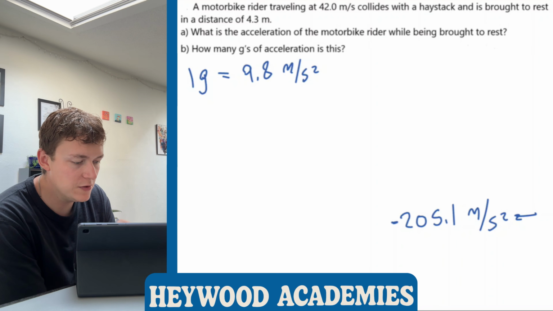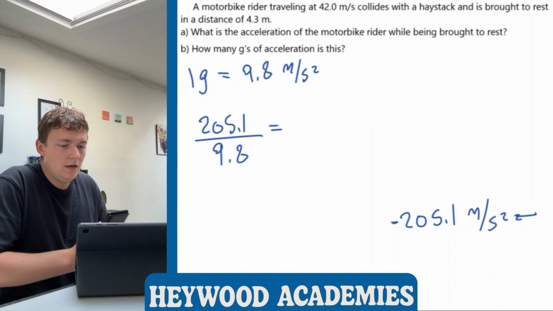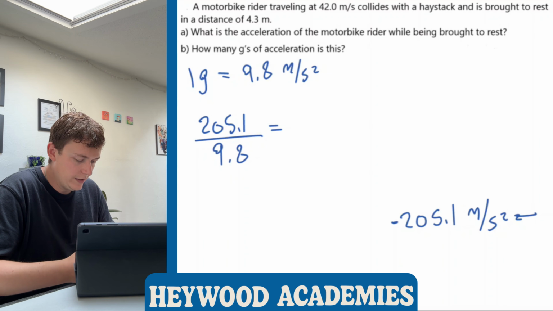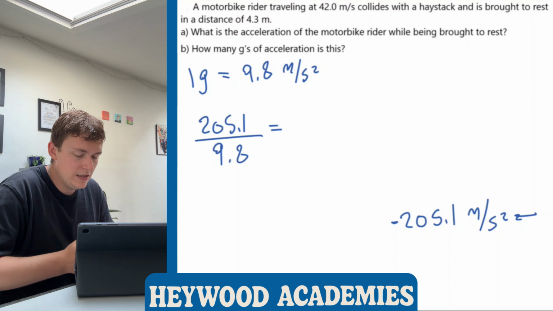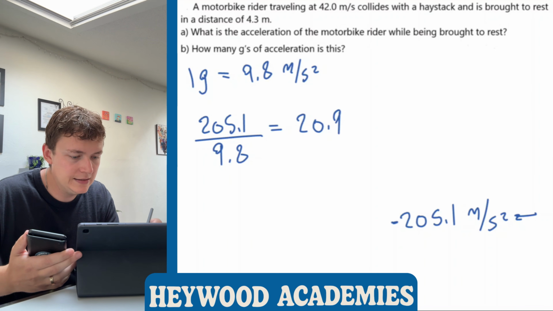To work this out, we just need to take our 205.1 and divide it by 9.8. And that'll tell us how many g's of acceleration we're working with. It's kind of an odd unit, but it shows up every once in a while. So we would write this as 20.9.